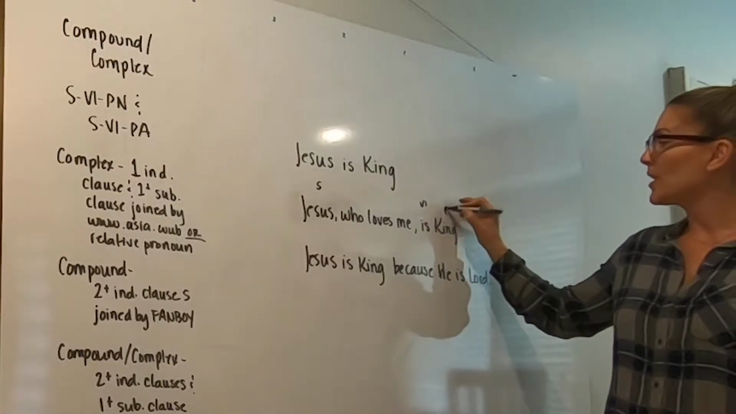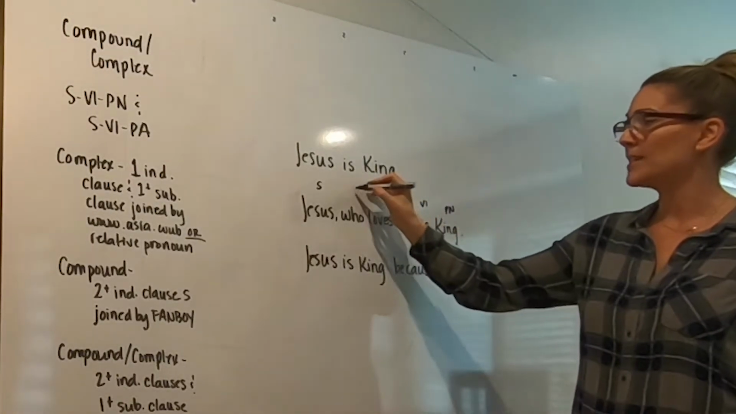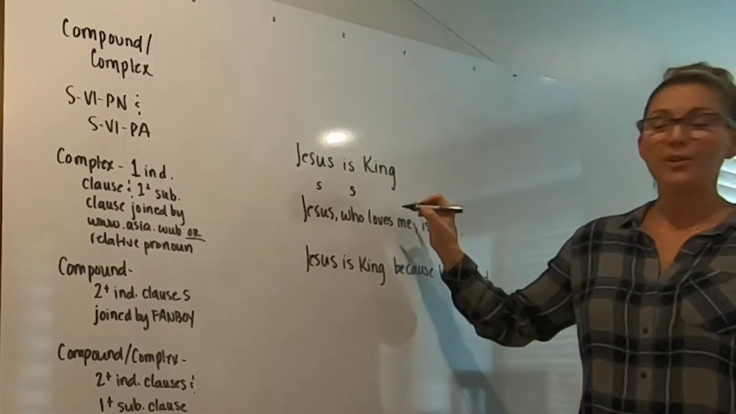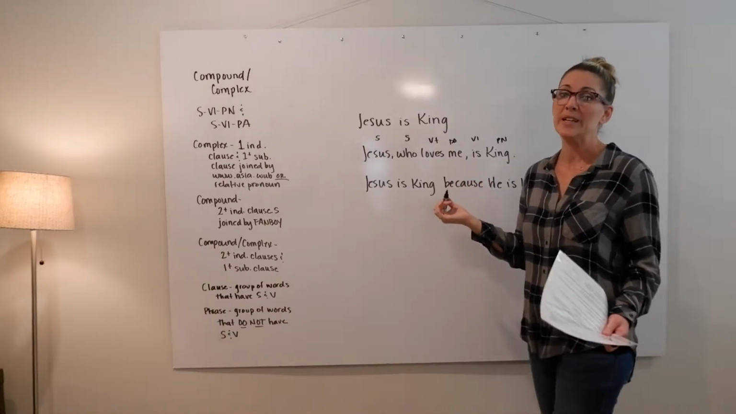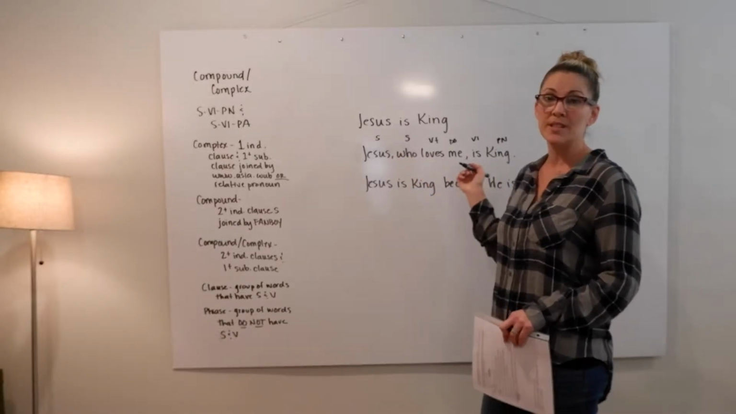What's being said about who? Loves. Who loves who or what? Me. That's my direct object. But who loves me? In the declarative, can that be a sentence all by itself? No, it can't. So it depends on Jesus is king.